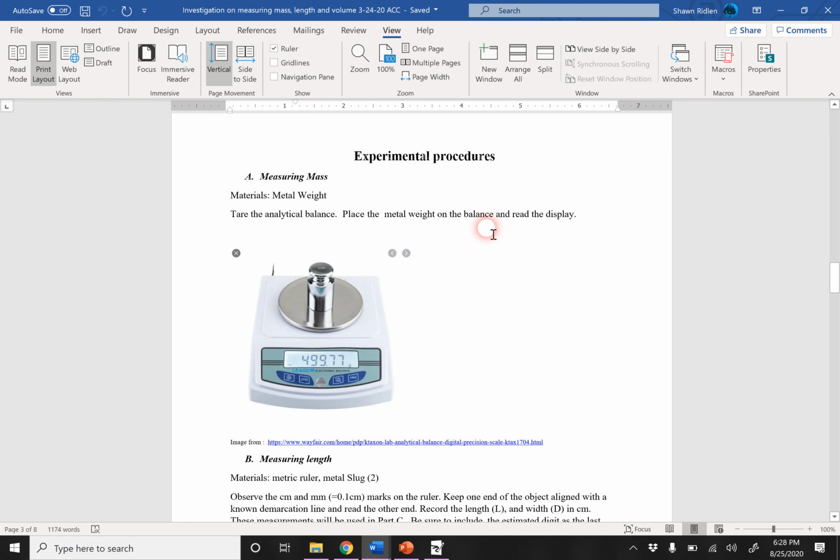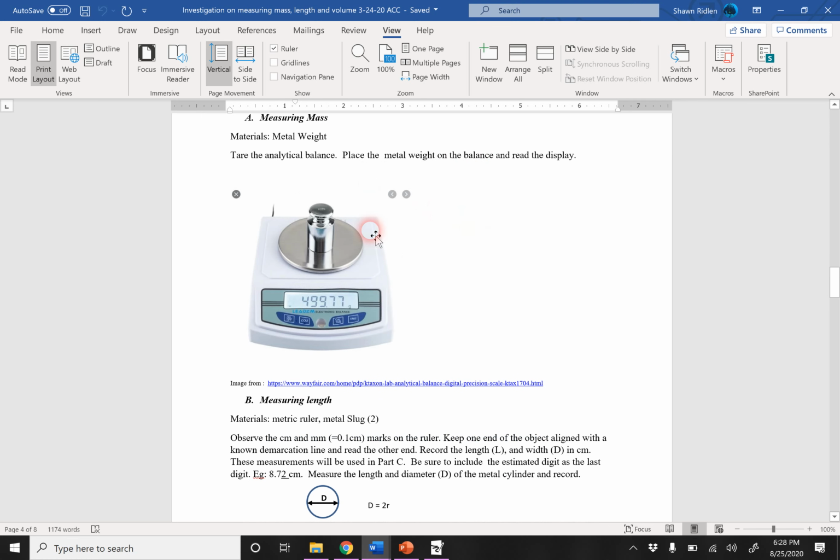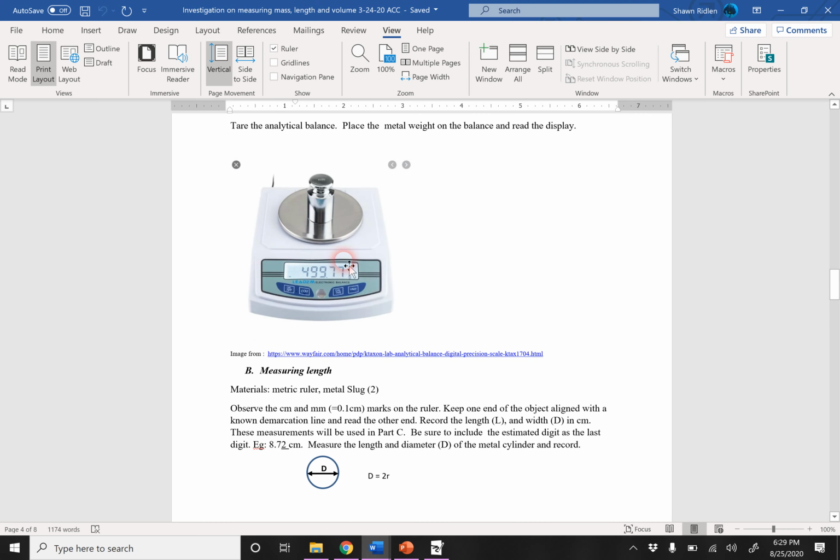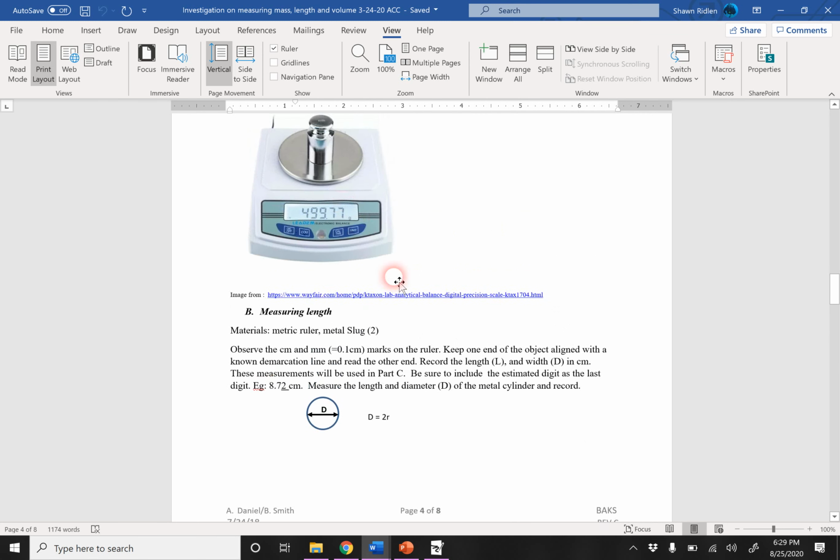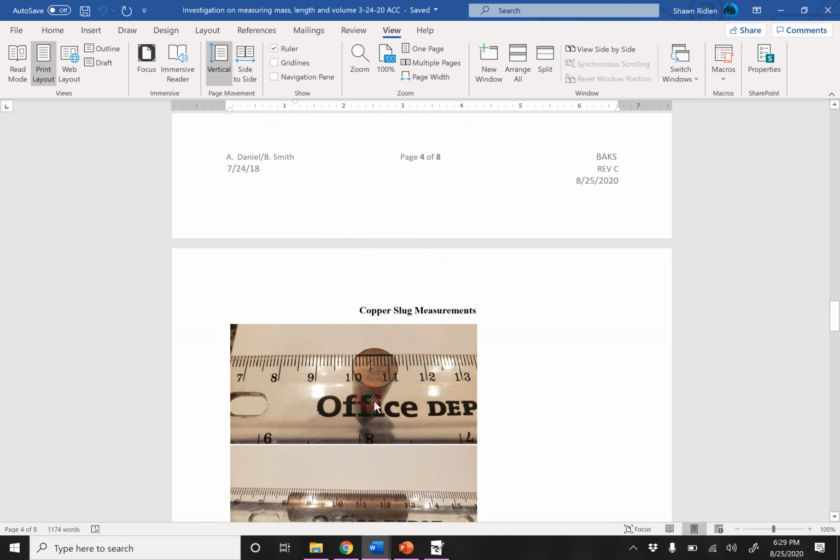Okay, so it goes into the experimental procedure. This is how this lab works. Instead of you actually being in the lab taking these measurements, they've presented you an image to take the measurement from. The first one will be mass. But then you'll do one with length.